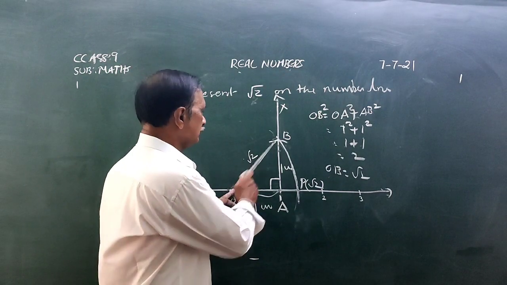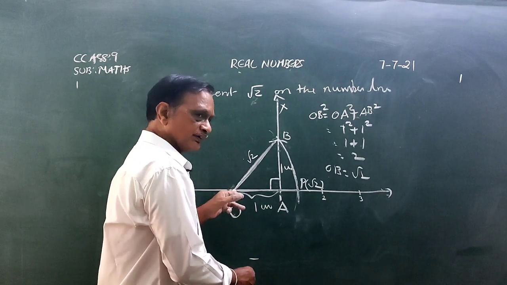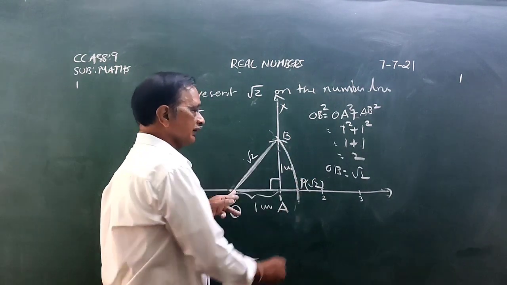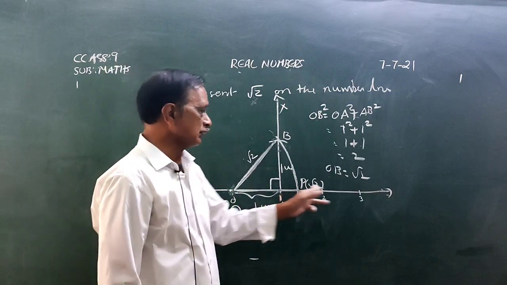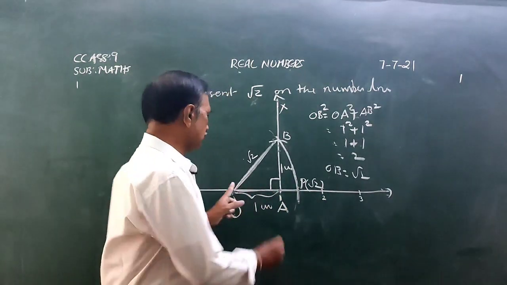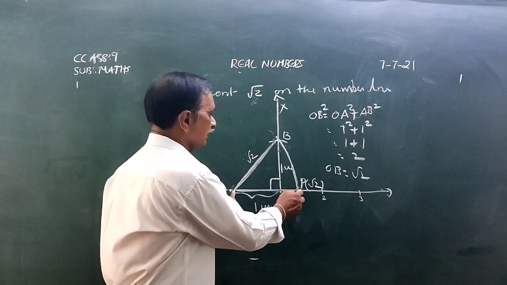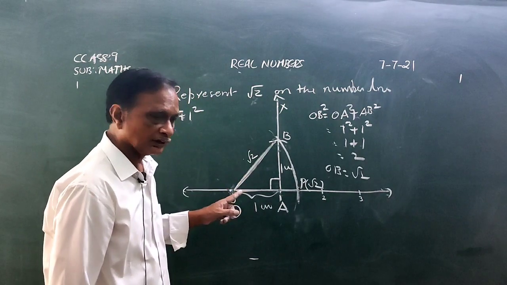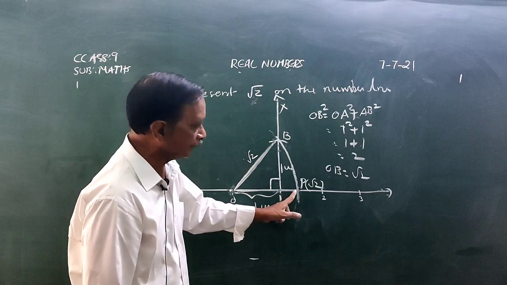Now, as OB equals root 2, taking O as center and OB as radius, draw an arc to intersect the number line at P. Here, OB and OP are nothing but radii in the circle. And we know that all radii in the circle are equal, therefore OB equals OP.